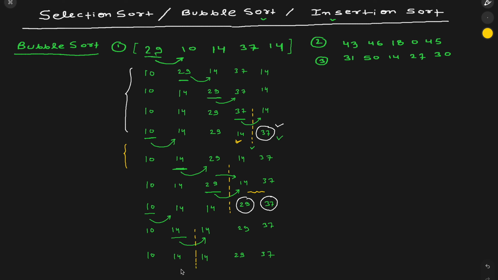So again we will start from the start and we will check only up to this index, because after that all the elements are already sorted, so we don't need to check again and again. So we will start from the beginning again. 10 and 14 are already sorted, so it will just do 10, 14, 14, 29, 37. Okay, so in this way it will sort at the end. Whatever result we are getting, we can see it is sorted.